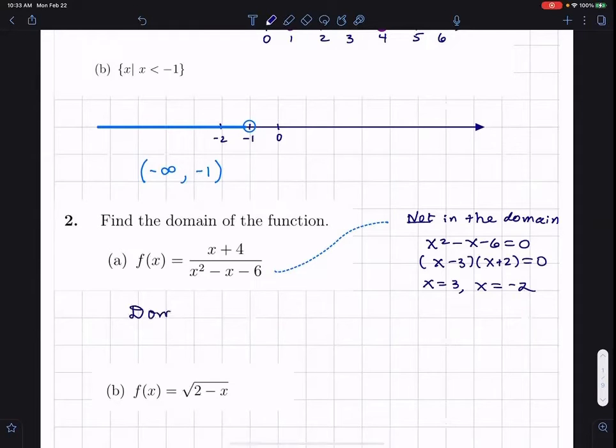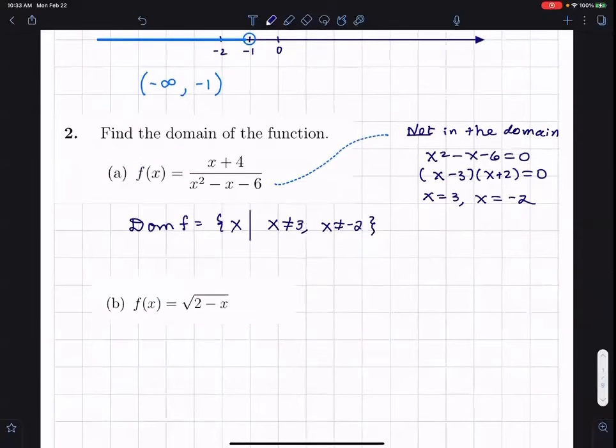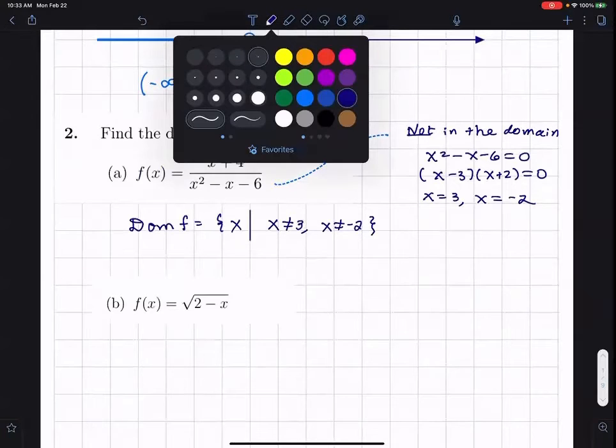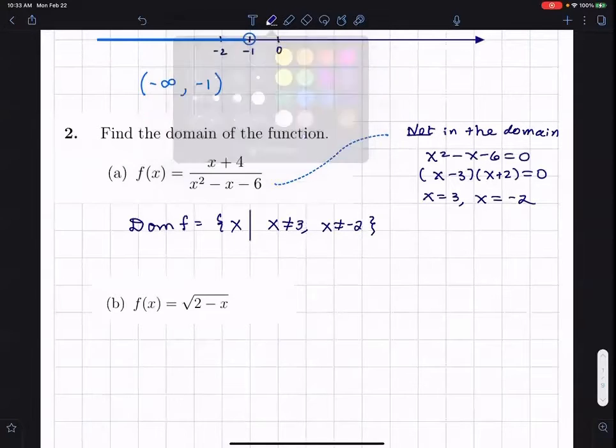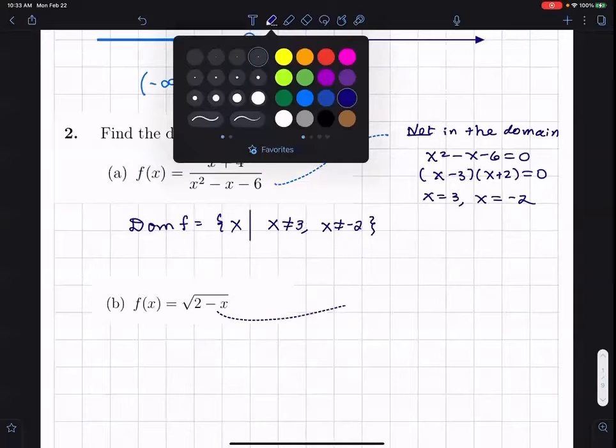So the domain of f is equal to all x such that x is not equal to 3 and x is not equal to -2. When I have all real numbers excluding a point or 2 points, I don't want to use interval notation. Some people do, but I don't. I don't think it looks as good. I think the way I wrote it looks the best. There are other ways to write it, but I don't think interval notation looks that good for this particular type of answer.